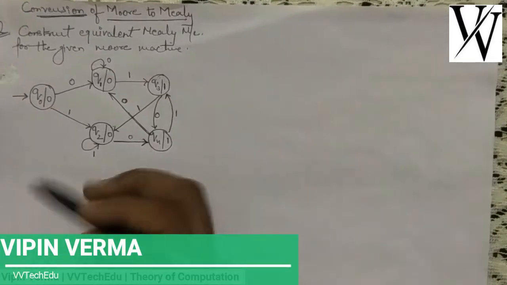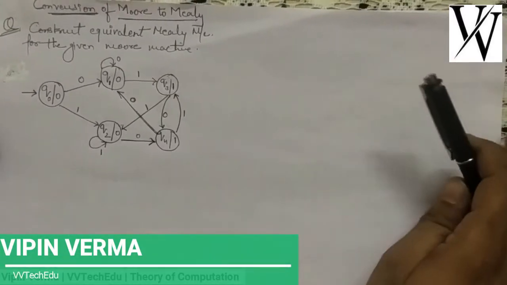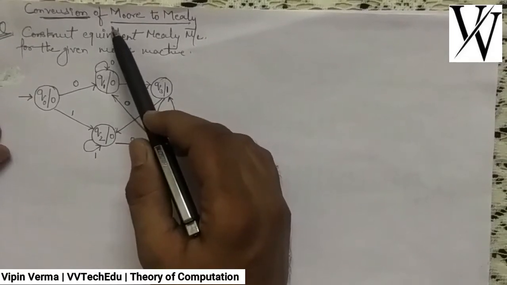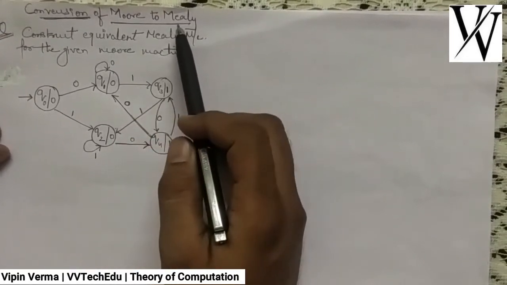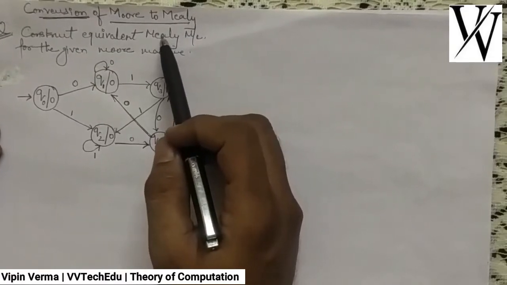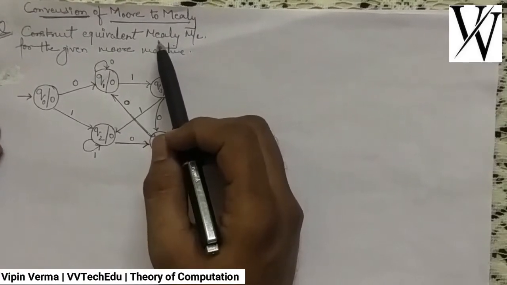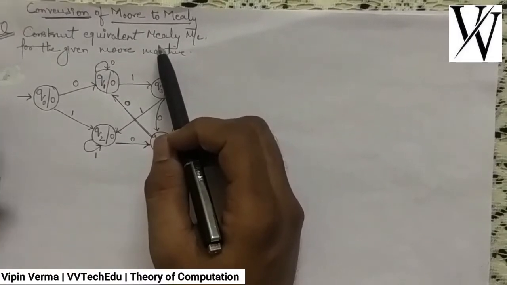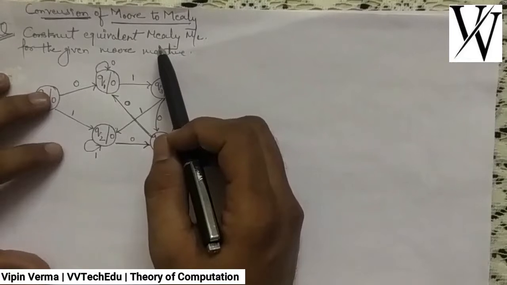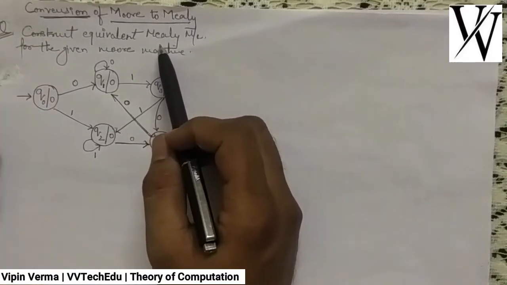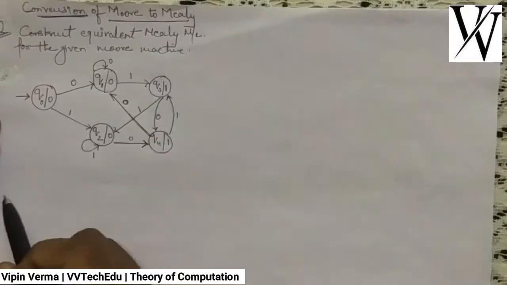Hello everyone. Now in this video section we are solving one more problem which is based on the conversion of a given Moore machine to its equivalent Mealy machine. We are solving so many problems because in this subject, if we practice more and more problems, we can understand the topic or the concept in a very well and effective manner. So for this purpose we are solving one more problem.